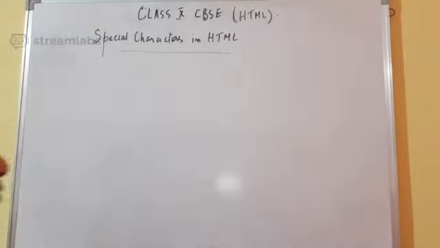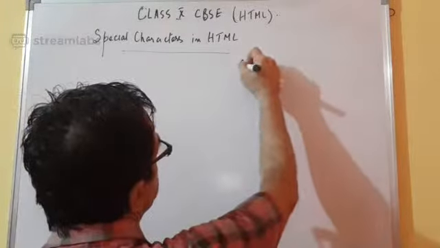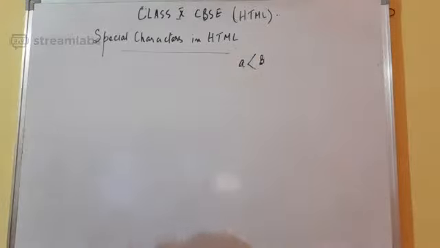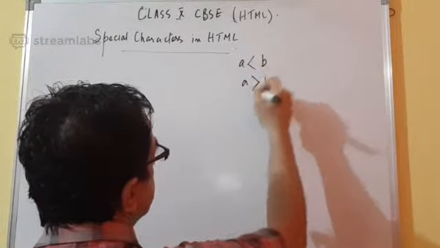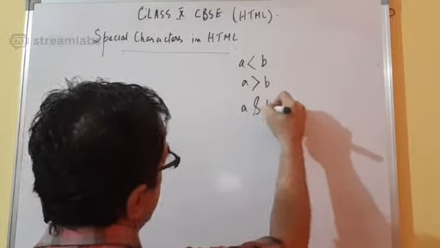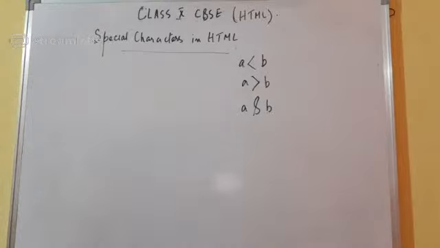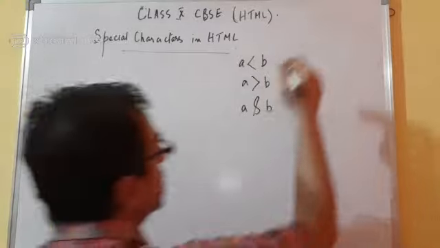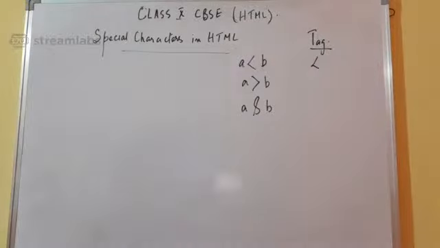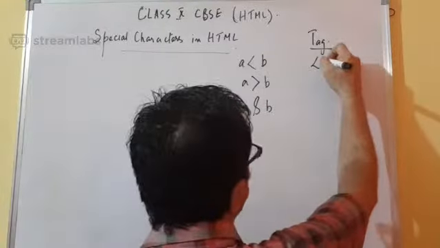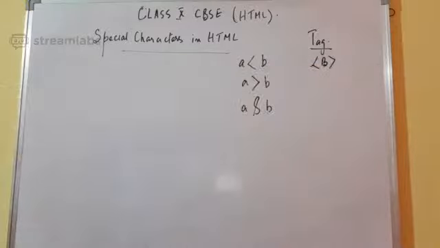Like if you want to represent certain text like a less than b, or a greater than b. The less than sign and greater than sign are already a part of the tags, because whenever a tag is represented, it requires a less than sign and a greater than sign, and whatever tag name is there needs to be enclosed within this set of angular brackets.